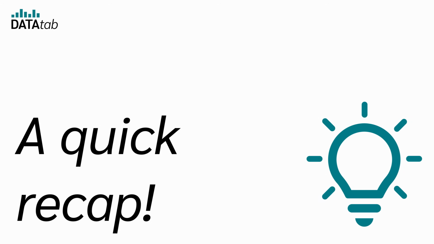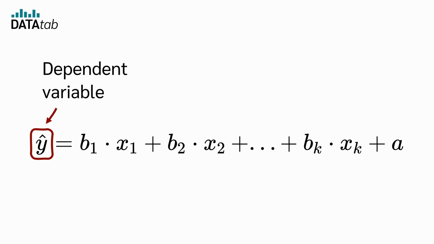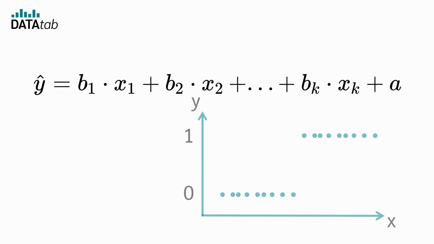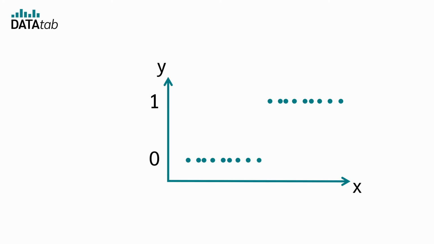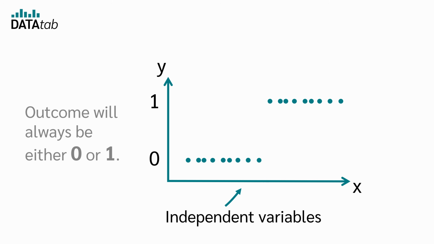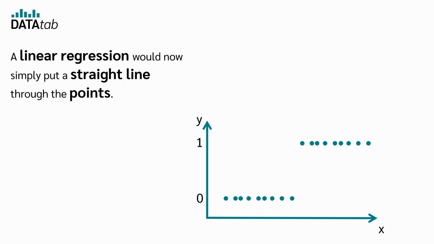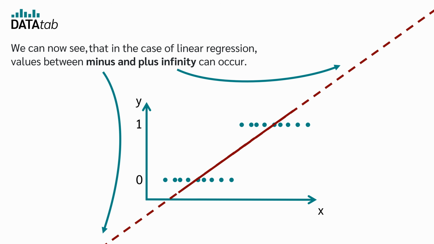A quick recap. In linear regression, this is our regression equation. We have the dependent variable, the independent variables, and the regression coefficients. However, our dependent variable is now binary, taking on the value of either 0 or 1. Regardless of the values of the independent variables, the outcome will always be 0 or 1. A linear regression would now simply put a straight line through the points. We can now see that in the case of linear regression, values between minus and plus infinity can occur.